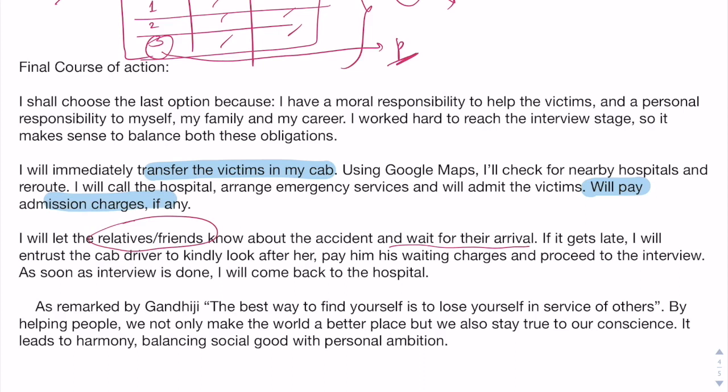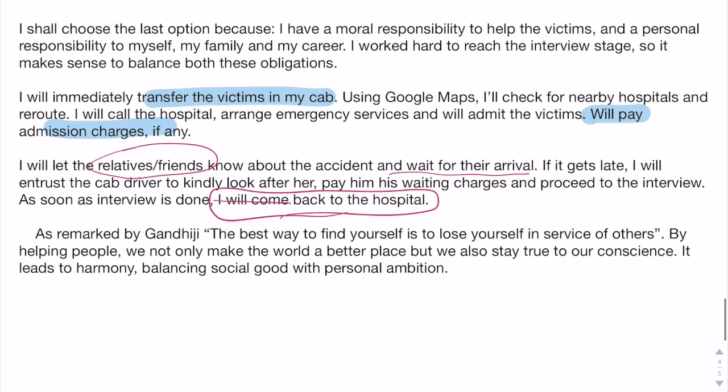And finally, you also say that you will try to reach the interview in time. At the same time, after finishing it, you come back and then check on your relatives' well-being. So this way you make a balanced case, a practical case as to how you can balance both the situations. Towards the end, you can quote Mahatma Gandhiji's saying, which is the best way to lose yourself is to lose yourself in the service of others. This acts as a strong substantiation for your stand and ensures that you end the answer on a positive note.